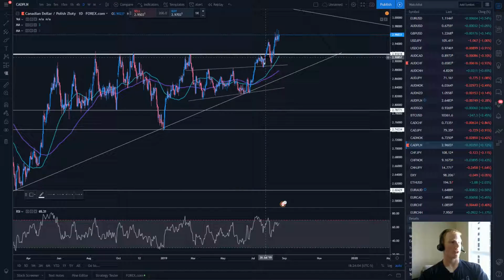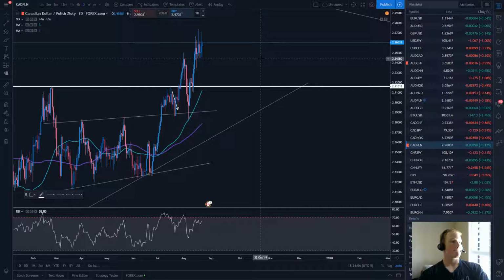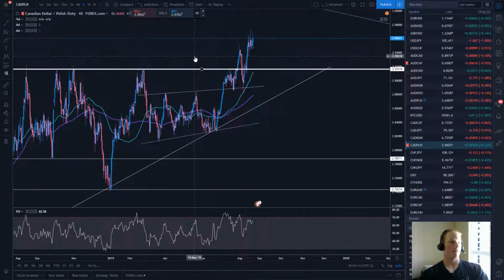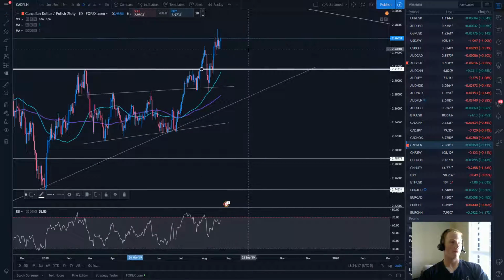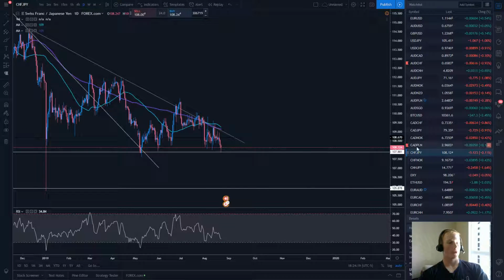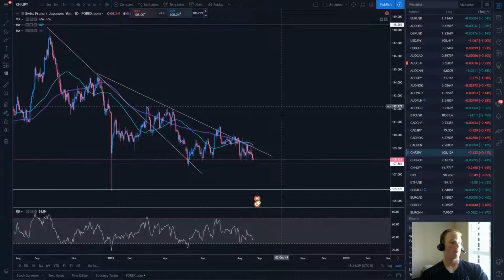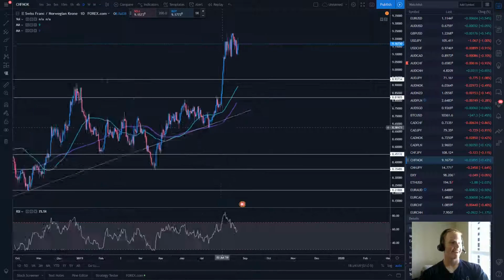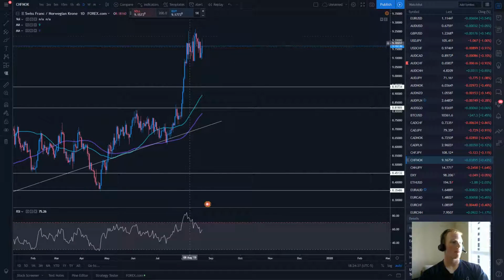Canadian dollar, Polish zloty. I don't know. I'm looking for a pullback here, which we didn't get. I don't know why it's highlighted. Okay, what do we have here? Head and shoulders, left shoulder, head, right shoulder.